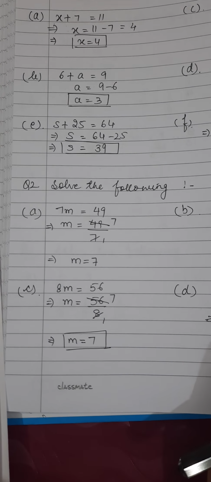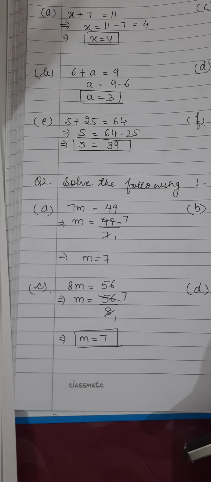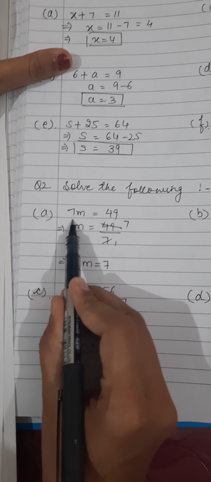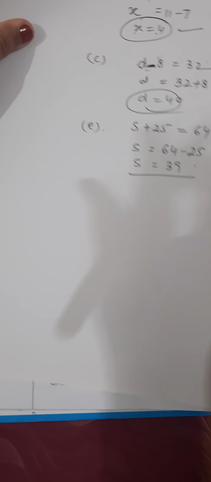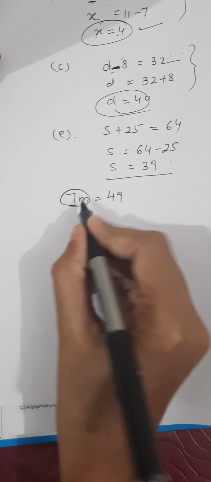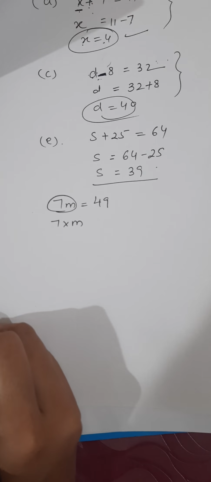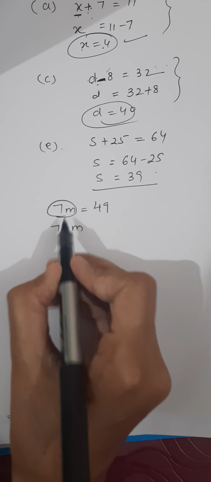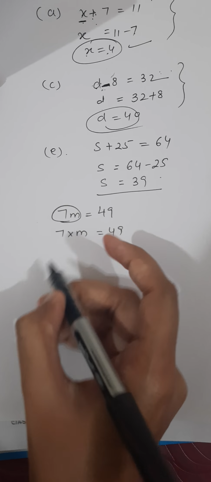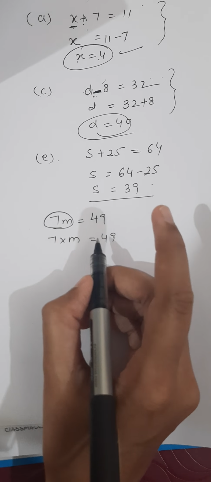Now in question number 2 we have the questions which relate to multiplication and division. Now this 7m is equals to 49. 7m is equals to 49 is there. This 7m means 7 is multiplied by m. When no sign is there between the numbers, then that means they are multiplied. Is equals to 49. Now again, m has to be positive and alone.